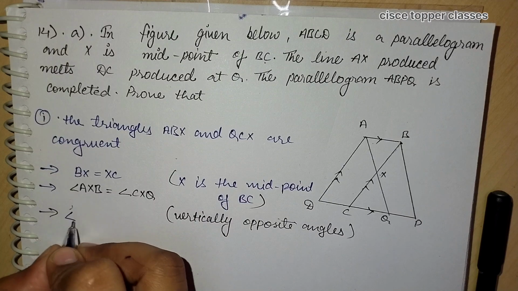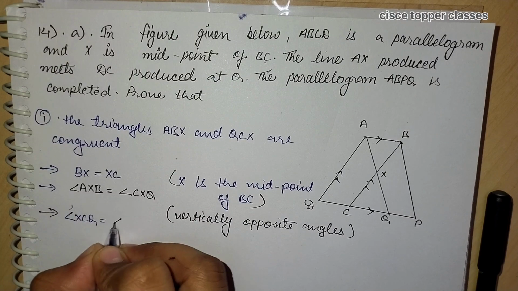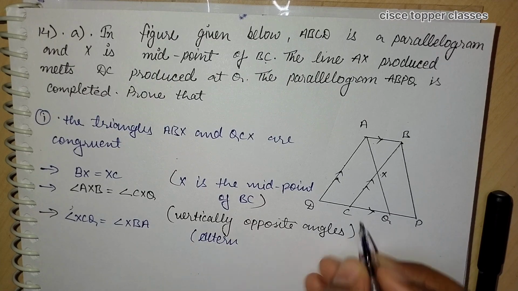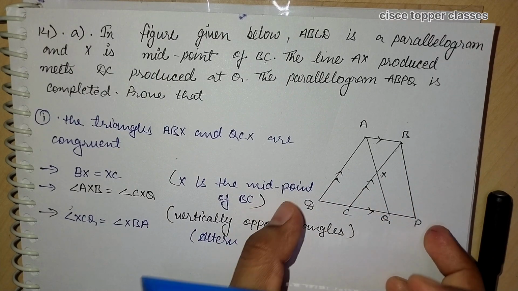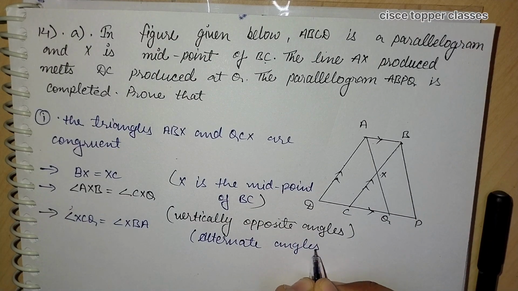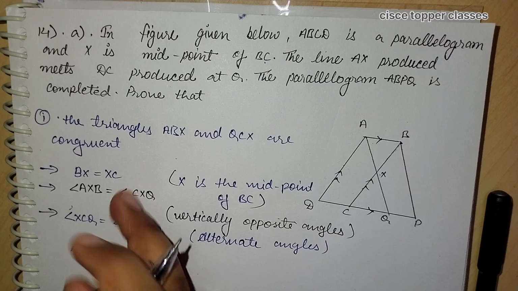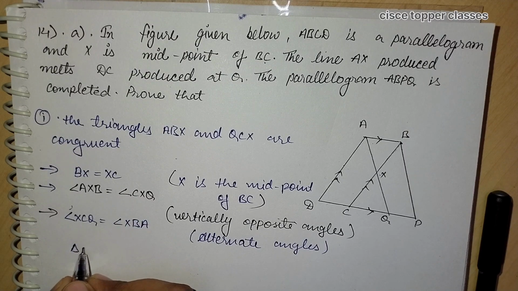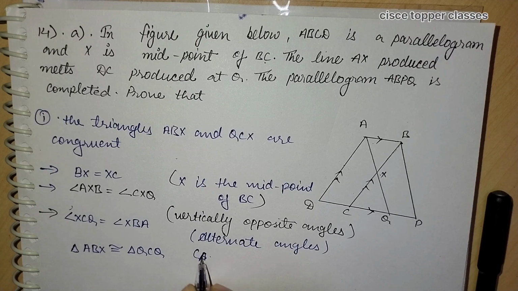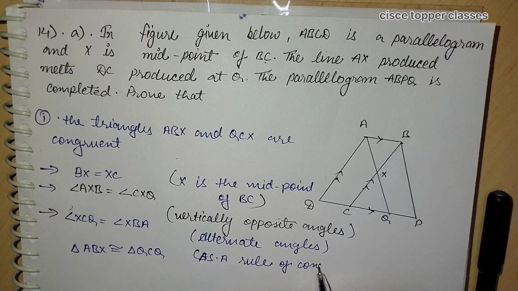So here we can write angle XCQ is equal to angle XBA as these are alternate angles, because CQ, which means this line DP, is parallel to AB. So these are alternate angles here. And from here, by the angle side angle rule of congruency, we can prove that triangle ABX is congruent to triangle QCX. This is all we have to prove in the first part.